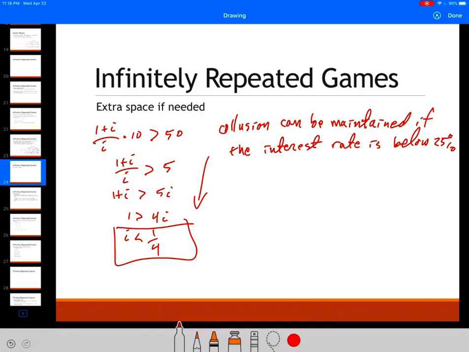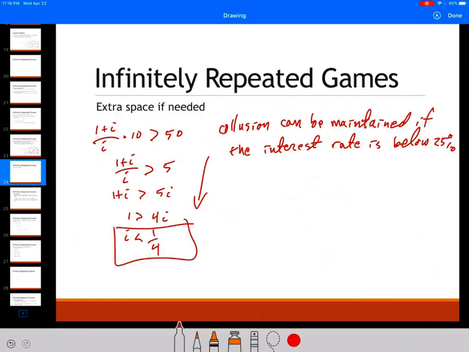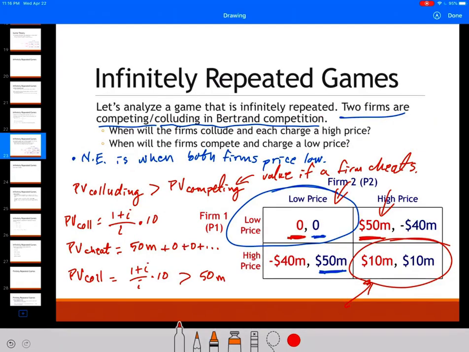So working through this type of game, we realize that, look, we have figured out the interest rate that can maintain collusion. That is, to sustain this outcome of both of them setting a high price and making 10 million, that could be maintained if the interest rate is below 25%, okay? Now, another way to think about this is: why does it make sense that the interest rate would be below 25% to maintain this collusive outcome? Here's what it means, okay?